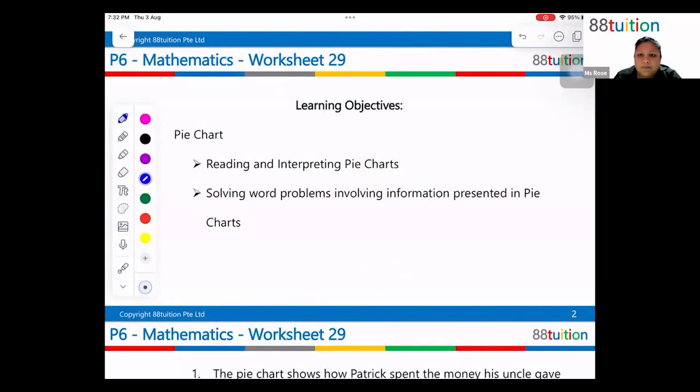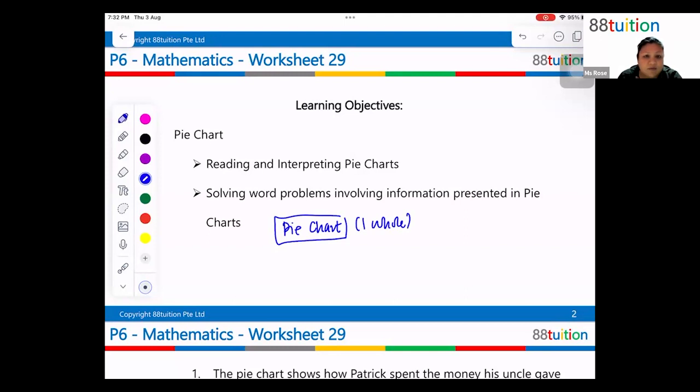All right, so now, basically, when we talk about pie chart, yes, pie chart, very good. Okay, so when we talk about pie chart, it is always about one whole, right?